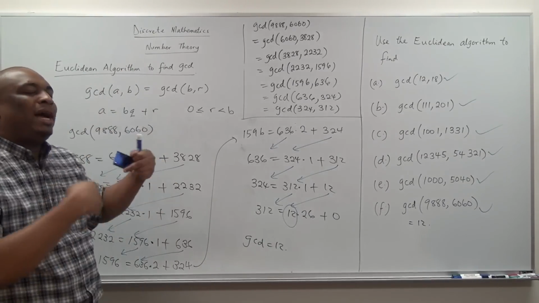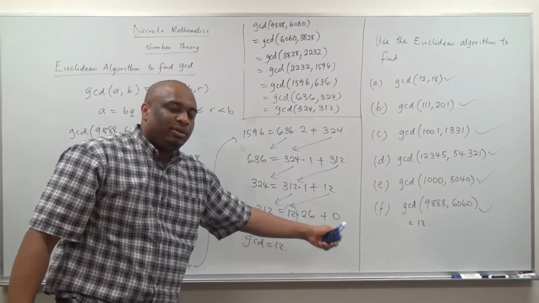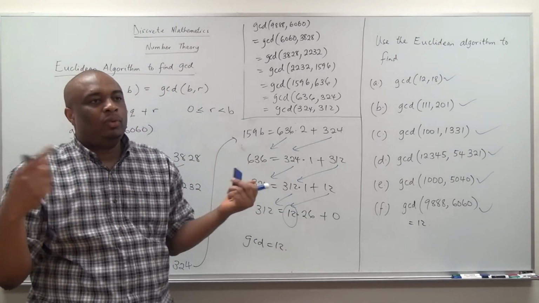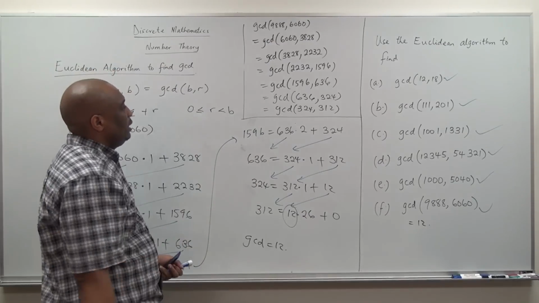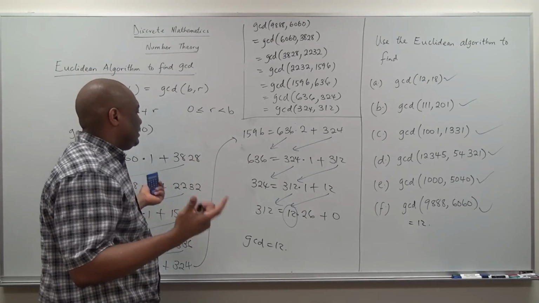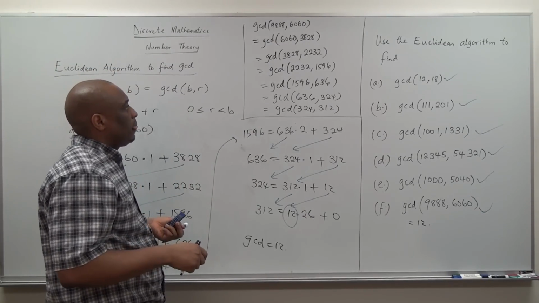Now, you must not put 12, 0. I mean, if you want to, that's fine. If you want to do that, that's fine. You can stop right here, 312, 12. Then it is equal to GCD of 12 and 0, which is equal to 12.